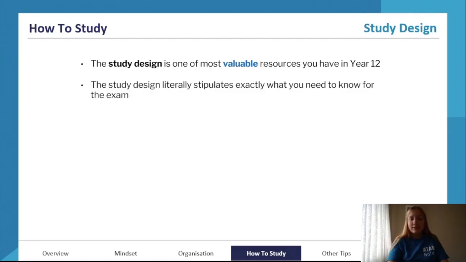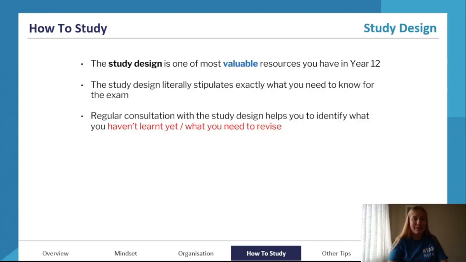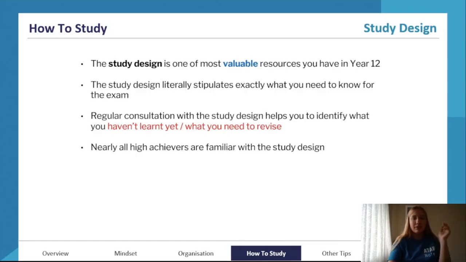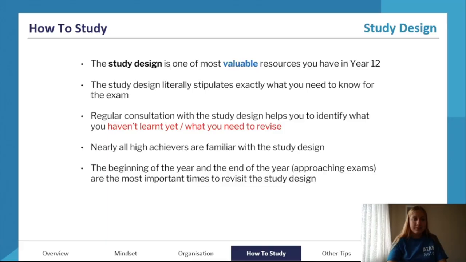So like I said, study design, one of the most valuable resources you will have in year 12. It literally says exactly what you need to know for the exam and what you will be assessed on, and regular consultation with the study design helps you to identify what you haven't learned yet and also what you need to revise. So nearly all high achievers in terms of both study score and ATAR are familiar with the study design for their subjects. So the beginning of the year as well as the end of the year, approaching exams, are the most important times to revisit the study design, because obviously, again, this is what you'll be assessed on.